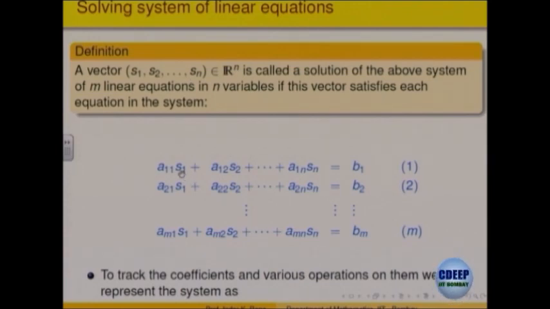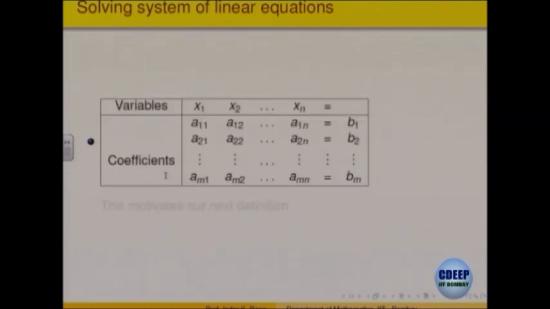We do not want S1, we do not want x1, x2 coming into the picture. So, let us write that the variables are x1, x2, xn, then the equality, and on the right-hand side something appears. Their coefficients are, for x1 the coefficient is a11, and for x2 in the first equation a12. So, what we have done is, we have fixed the positions of the coefficients.